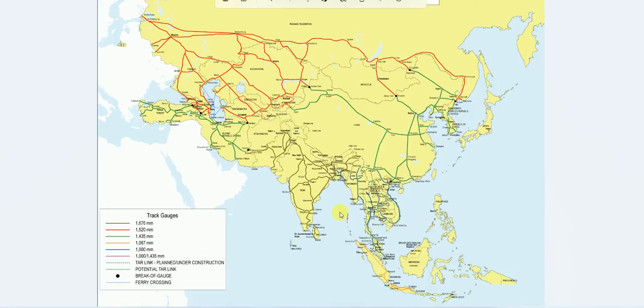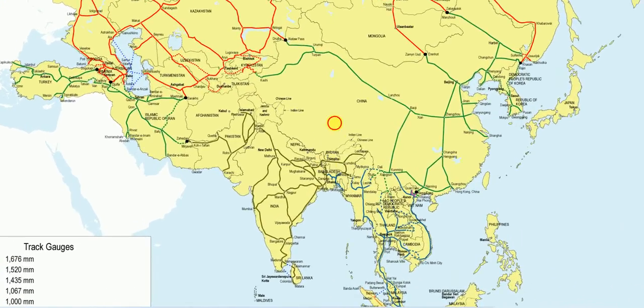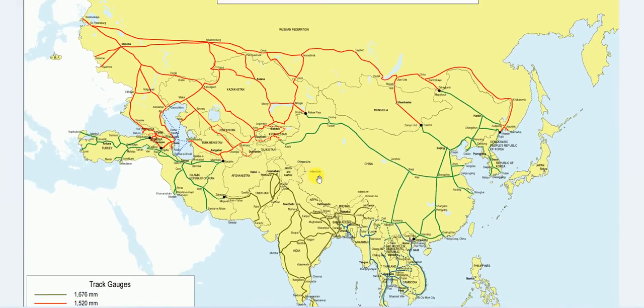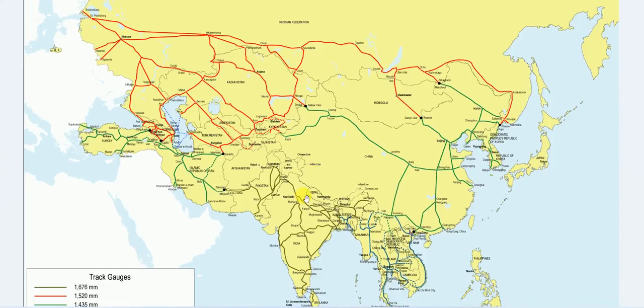And here this map shows the railway network in Asia, Trans-Asia. And see here, it is mainly in India, then the eastern part of Asia.